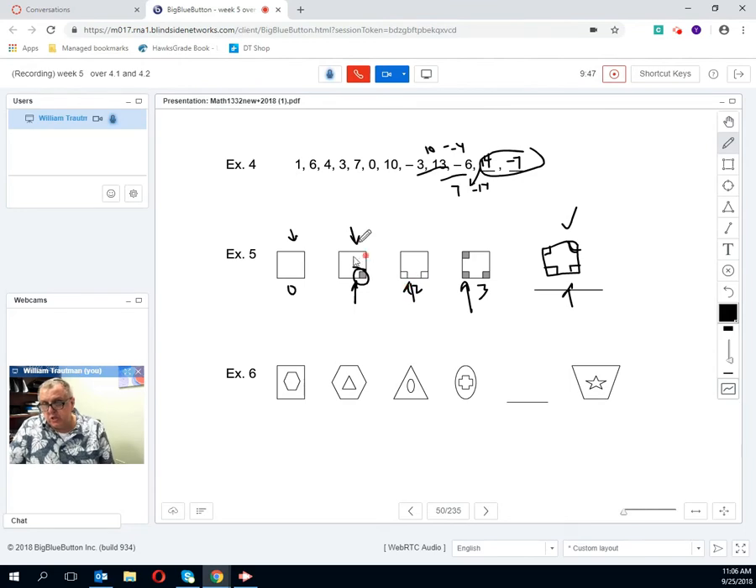Okay, so this next one, if you notice, the inside becomes the outside. The inside becomes the outside. The triangle becomes the outside. Here, the oval becomes the outside. So this one becomes the outside.